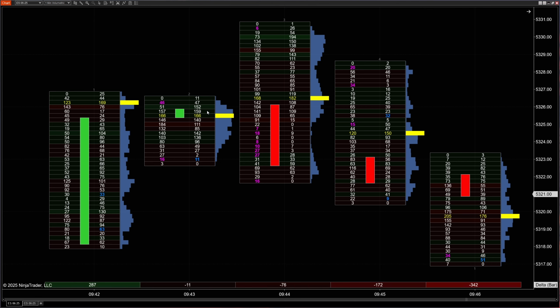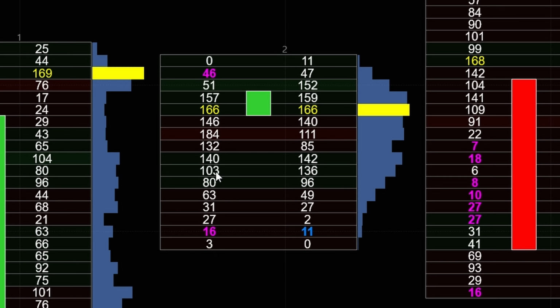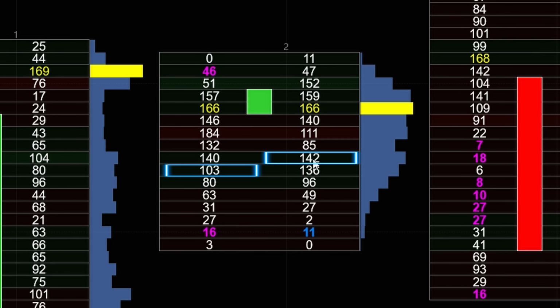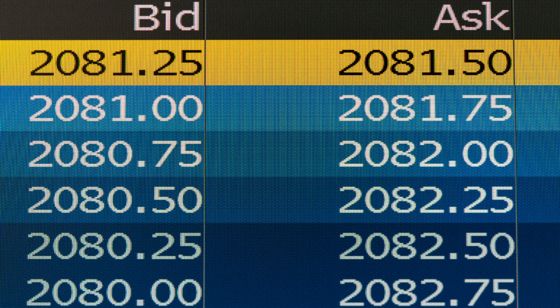Now, we're looking at comparisons in the footprint chart. There's one thing that you need to be well aware of. We are looking at diagonal comparisons. So I'm looking, let's say, at 103, and I'm comparing that to 142. And the reason for that is when we look at a bid-ask spread, the bid-ask is not going to be exactly horizontal across from each other. We're not going to have the same bid price as the same ask price. There is always going to be a spread between the bid and the ask. Now, in lower liquidity markets, that difference between the bid and ask is going to be a lot greater.